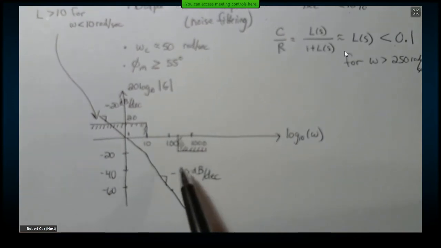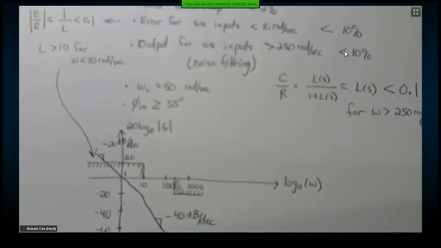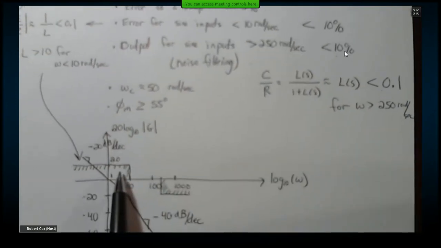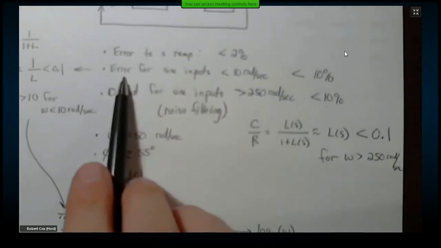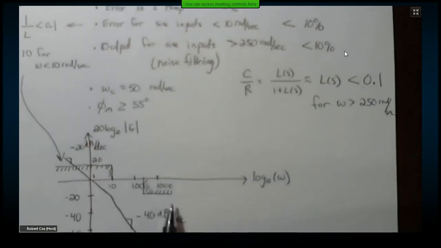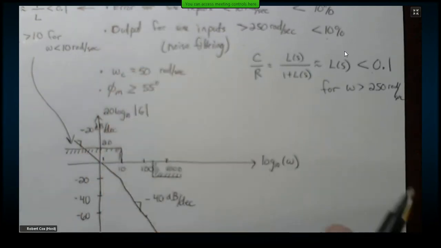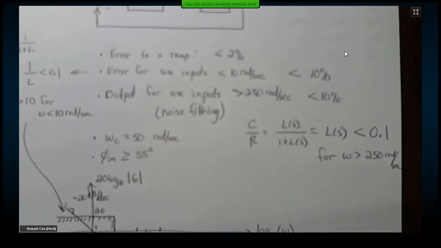Now clearly I'm good with this high frequency obstacle, but not at all good with this low frequency obstacle. Okay, so what do I need to do? Well, clearly I need to get this thing jacked up. Okay, so let's look at this. I've basically reflected two specs. All right, this one, the sine input, gives me a low frequency obstacle, and then this output for sine inputs greater than 250 gave me this high frequency obstacle. Let's think about this error in response to a ramp less than 2%.